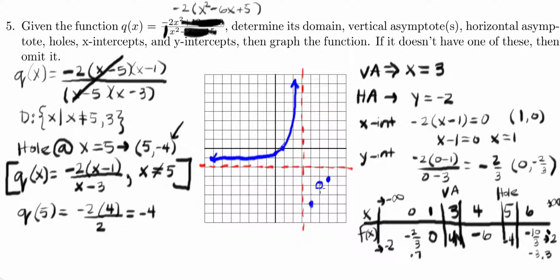Connecting those 3 points, I make sure I don't go through the hole. So I'm going to have a point that looks like that, and then I'll have a graph that looks like that. So I've got my domain, which is stated right here. I've got my vertical asymptote right there, my horizontal asymptote right there, my x-intercept right there, only one of them, my y-intercept right there, the graph, which is right here, and the hole located right here.